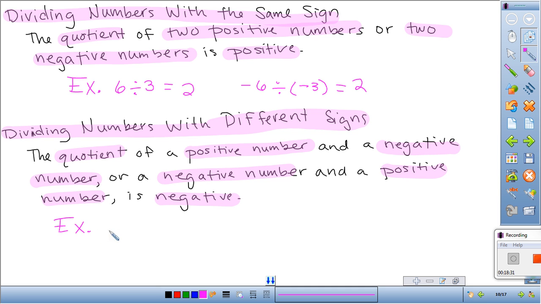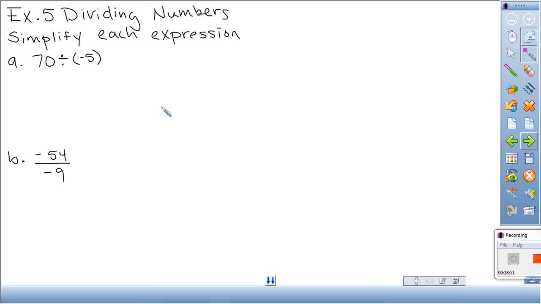So here are a couple of examples. Negative 6 divided by 3 is negative 2. A negative divided by a positive is a negative. Also, 6 divided by negative 3 would still give you a negative 2. Again, a positive divided by a negative always will give you a negative. So if they have different signs, your answer is negative. If they have the same signs, your answer is positive.